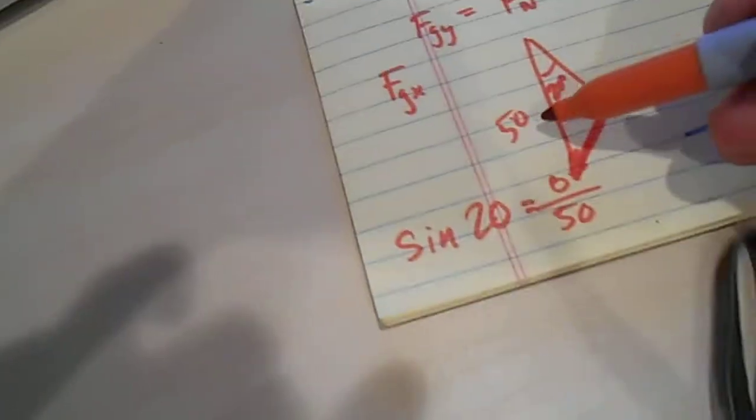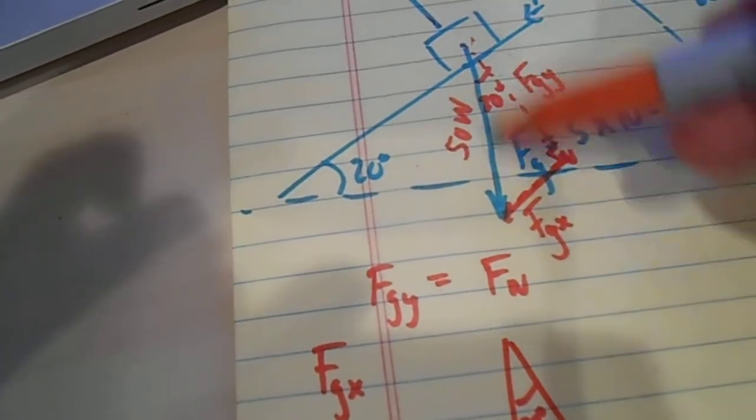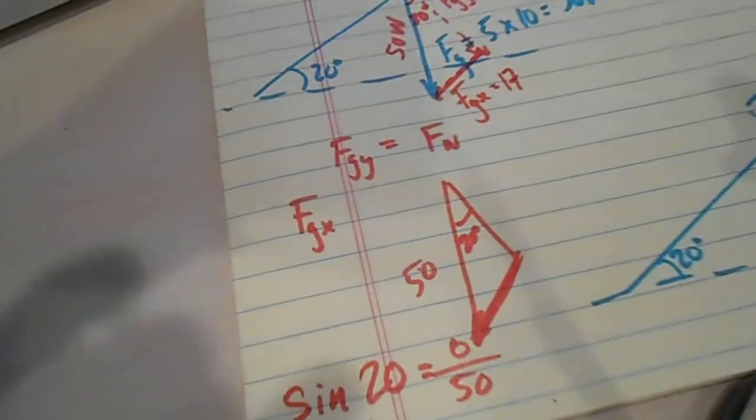So for force of gravity, we do sine of 20 is equal to the opposite over the hypotenuse. The hypotenuse is 50. The force of gravity vector right there is how we get the hypotenuse to be 50. So when we solve that out, we get the opposite side to be 17.1. I'll just call it 17. And that's going to be 17 newtons.